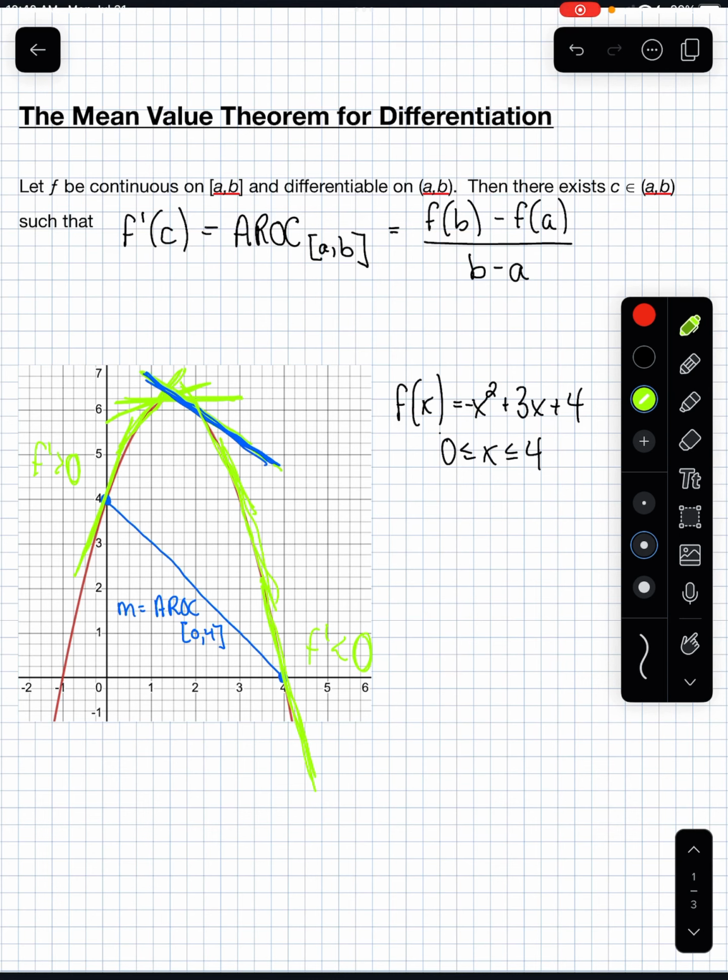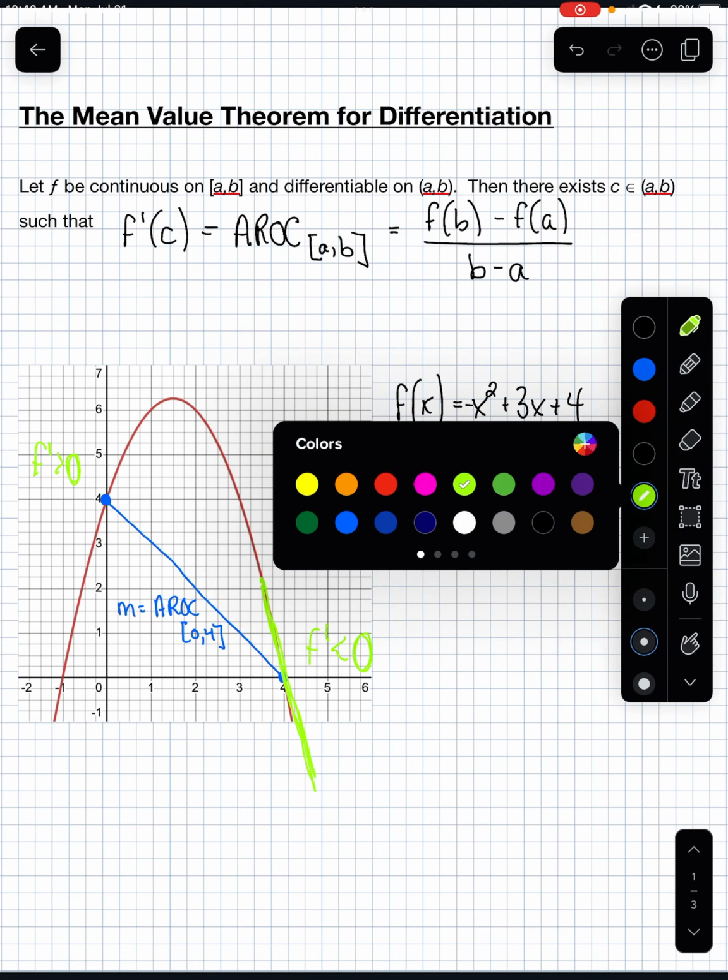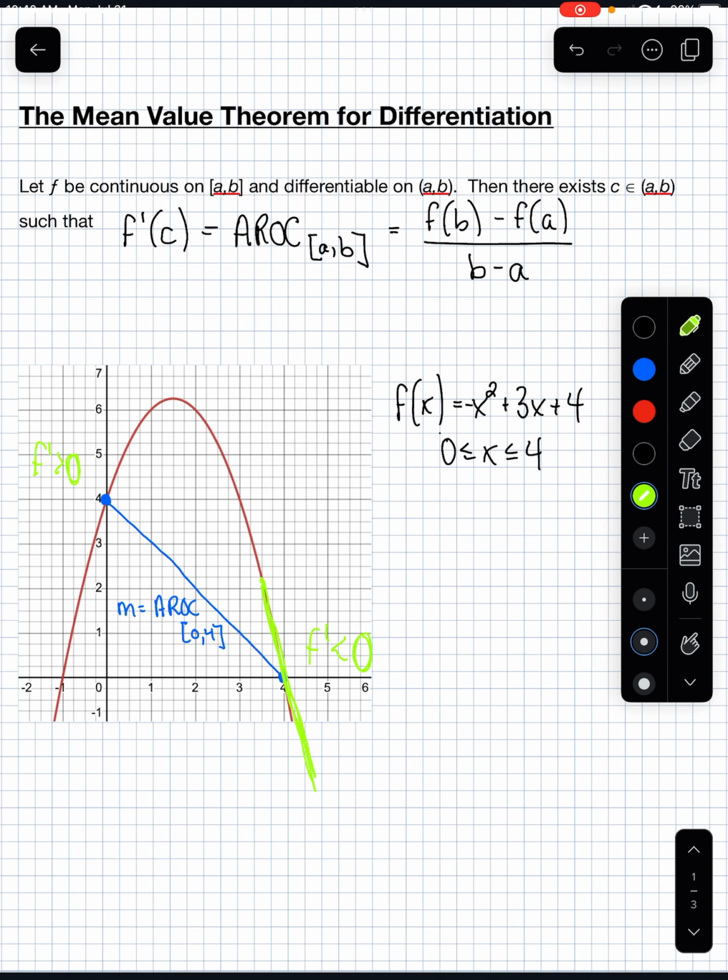So the idea is that if we start out with a value here at the beginning that is considerably larger than that of the secant line, and at the end finish out with something that is considerably smaller, or going from a large negative value to a large positive value to a large negative value, that somewhere along the line we have to have passed through the middle.